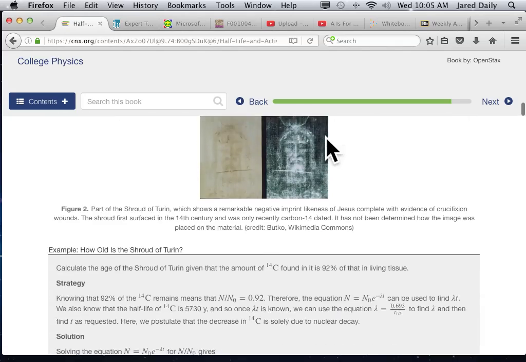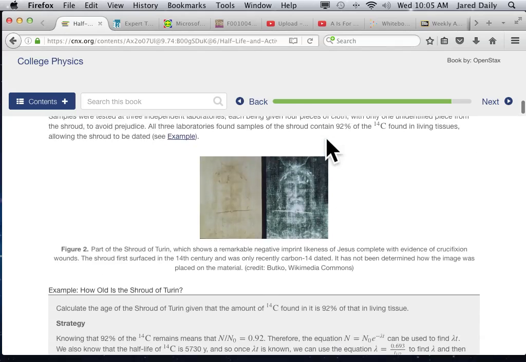So here is the Shroud of Turin, which people often believe is an image taken from an early representation of Jesus Christ.